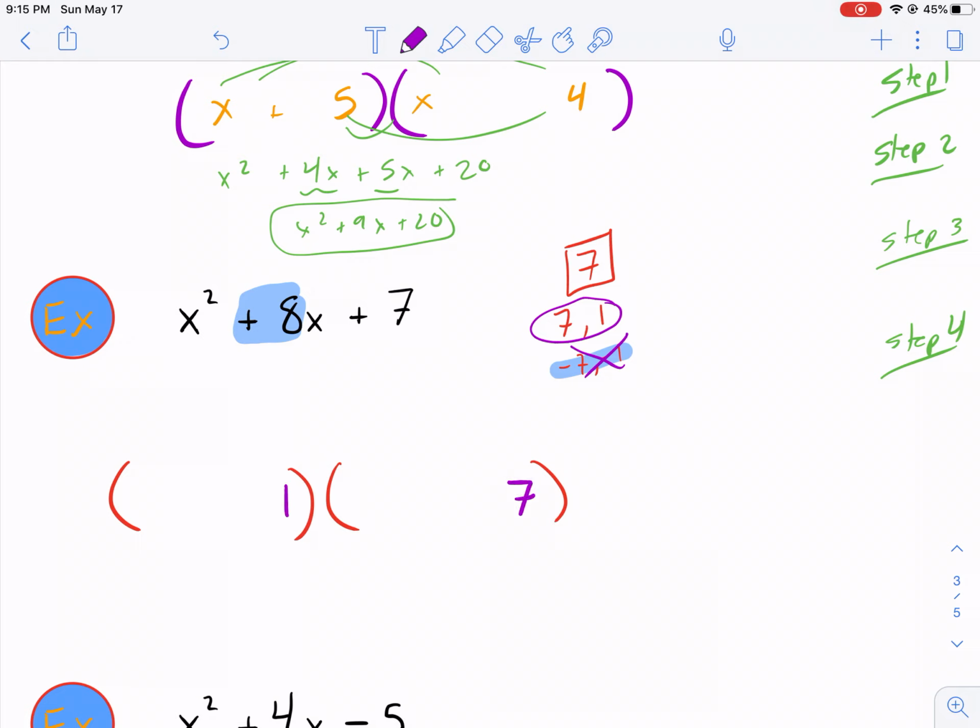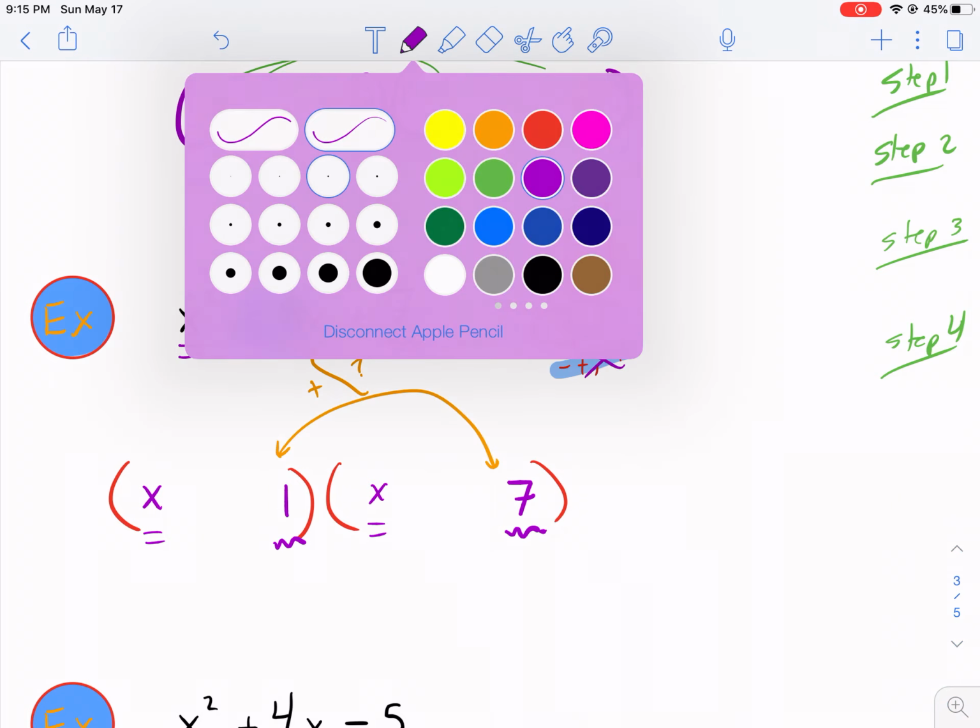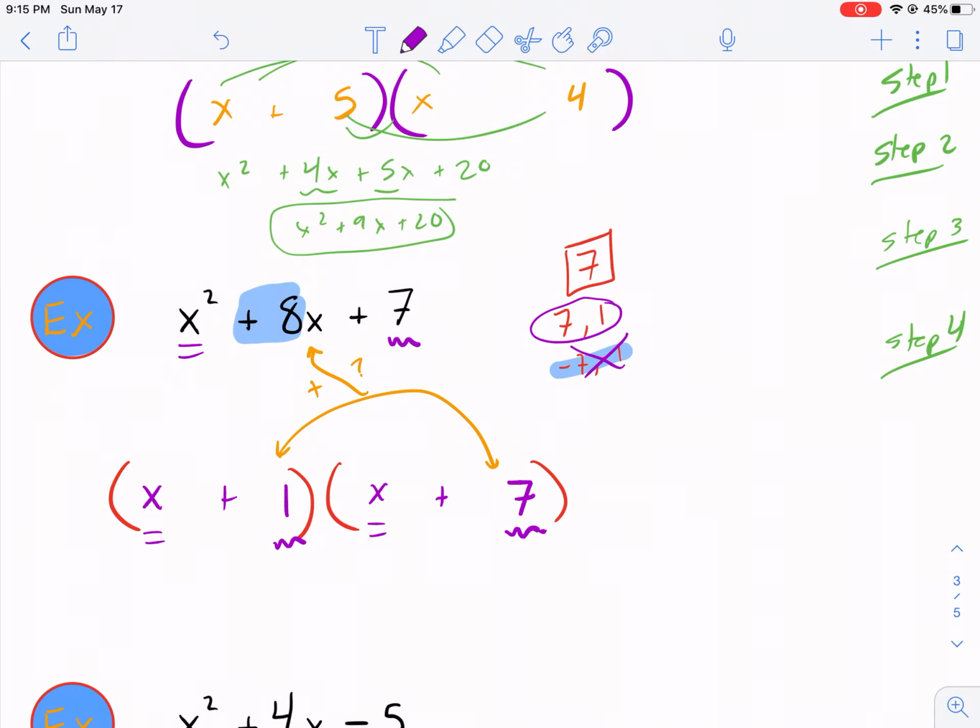We're going to put 1 here. And we're going to put x and x here. We look at our factors of the first term, and we put them in the first slot. We look at our factors of the last term, and we put them in the last slot. And then we check to see if these factors add up to give us our middle term. Do they add up? The answer is yes. So we're good to go. We're going to put positive, positive, and there is our answer.